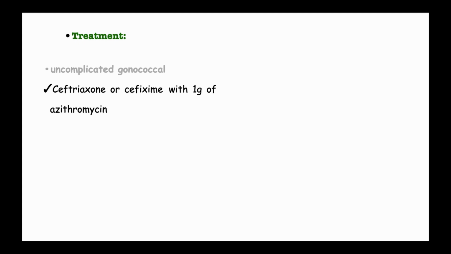Now let's quickly look at the treatment options that we have for the treatment of gonorrhea. Treatment for uncomplicated gonorrhea infections is specifically ceftriaxone with 1 gram of azithromycin. The cefixime is an alternative to ceftriaxone, but ideally, the drug of choice in the treatment of gonorrhea is the ceftriaxone with 1 gram of azithromycin.